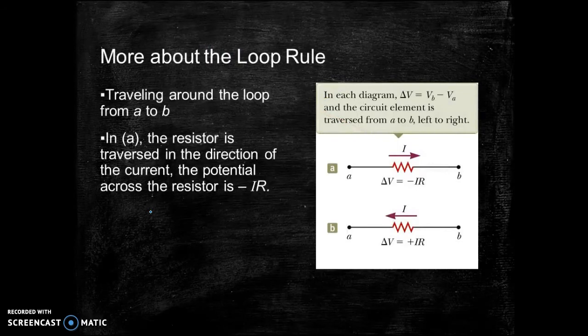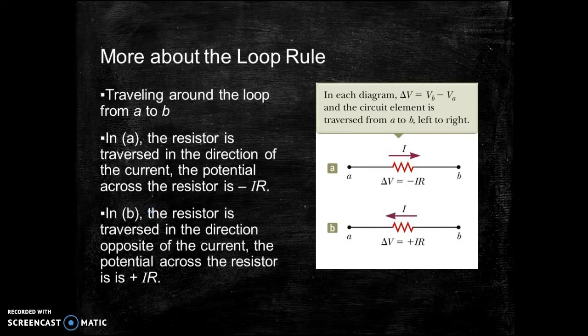So more about the loop rule. It's very important to note that in applying the loop rule, there is a sign convention that must be observed. So in A, as we travel around the loop, crossing the resistor from A to B, one goes in the direction of the current. And knowing that current flows in the direction of high to low potential, there is a decrease in potential as one traverses the resistor from A to B. Therefore, the potential difference is minus I times R.